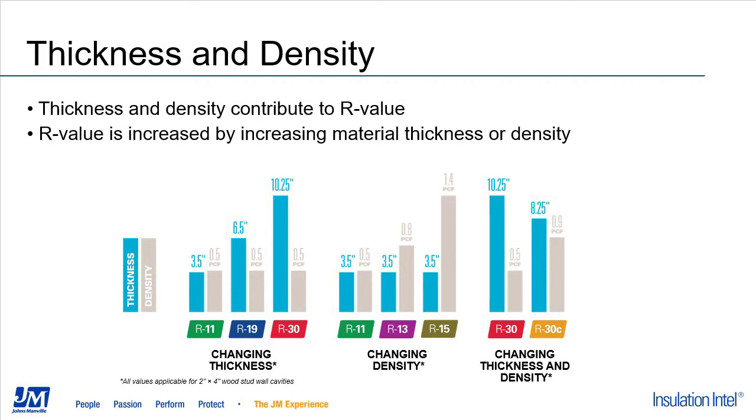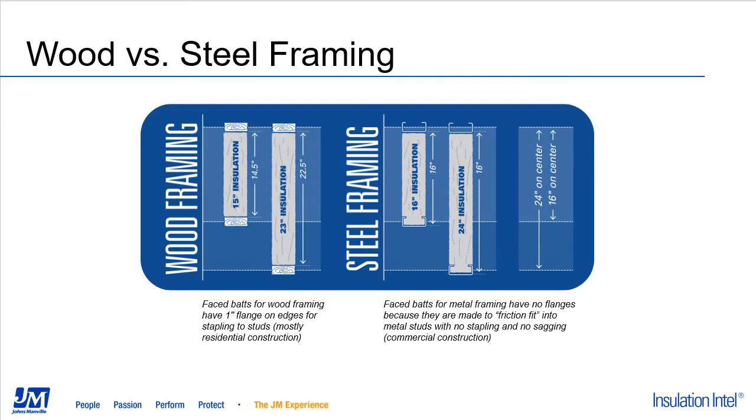So in the final example on the left, we just have an example of how changing thickness and density can change the R value for different applications. This chart is primarily applicable to batt products, but the same methodology can apply to blow-in or loose fill insulation. So then in the next slide, we're going to take a look at wall construction and the widths for insulation products.